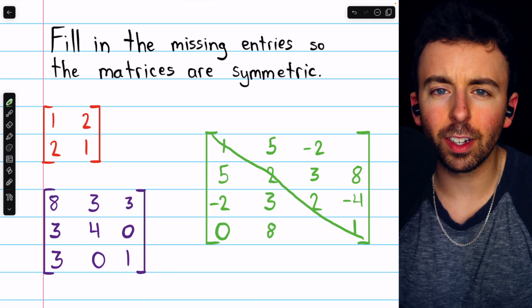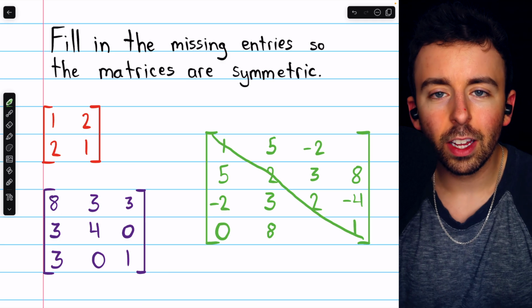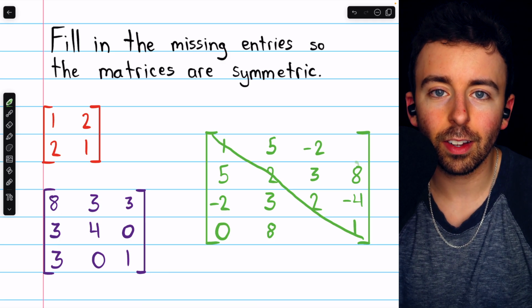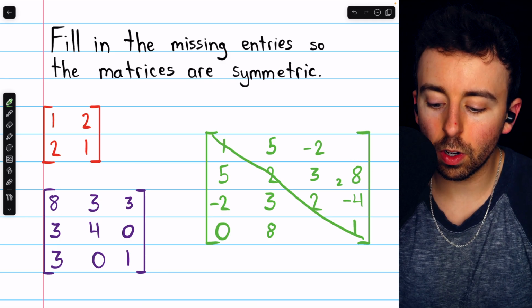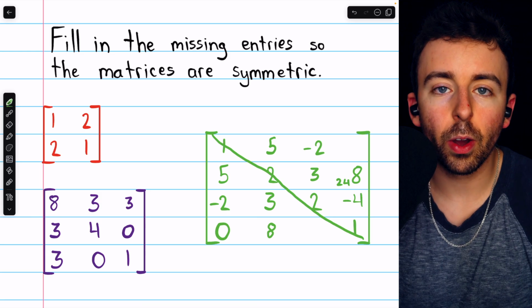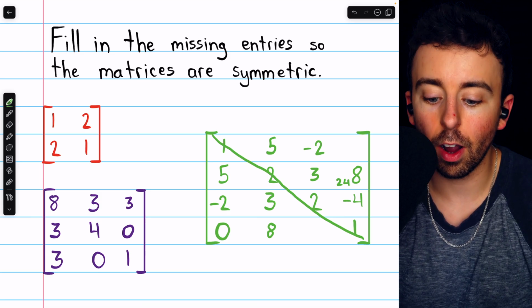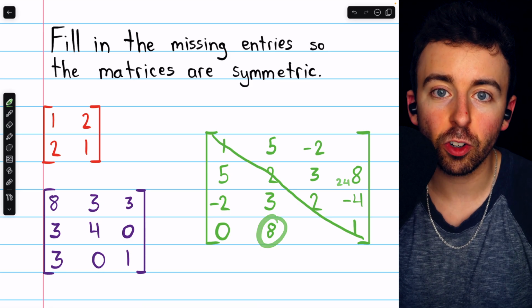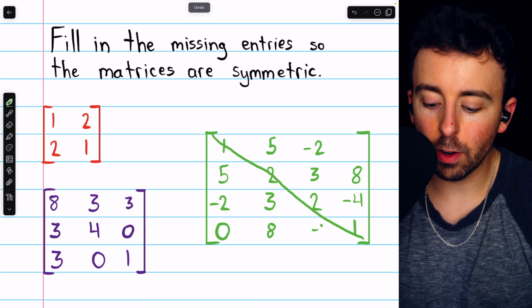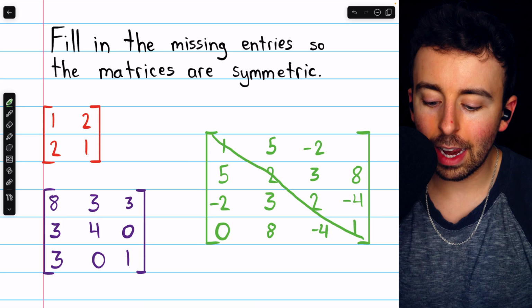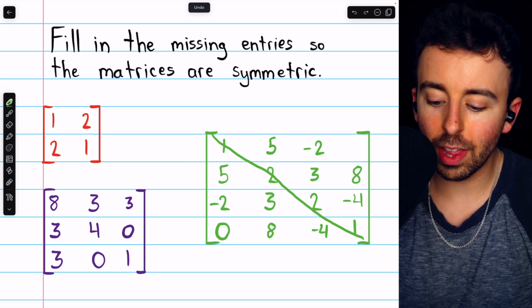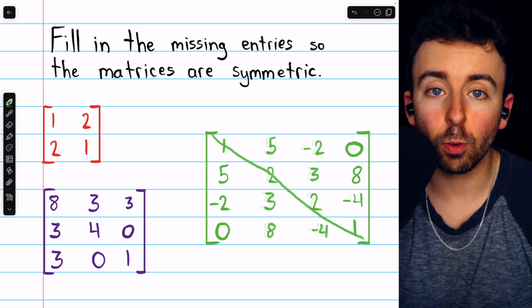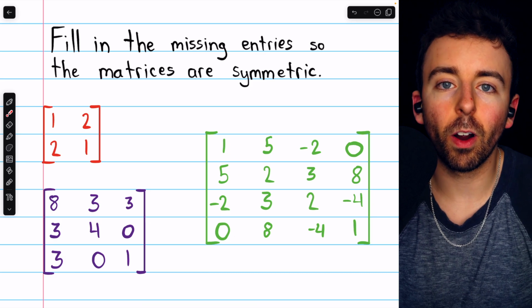Again, if it's not clear exactly where they should reflect to, just think about those positions. This 8 is in row 2, column 4. So swap those. Think about row 4, column 2. That's right here. So that's where the 8 needs to match. We can reflect -4 over here to fill in that missing entry. And then finally, we can reflect the 0 over there to fill in the last missing entry. And now all three matrices are symmetric.